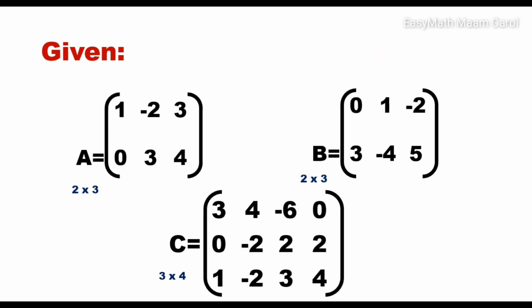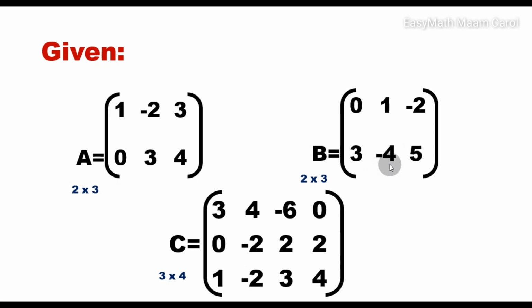So, here is our given. We were given 3 matrices, A, B, and C. Tingnan muna natin yung A, yung component ng A. So, matrix A has 6 elements or entries. Starting from row 1, we have 1, negative 2, 3, 0, 3, 4. Therefore, the dimension of matrix A is 2 by 3, meaning it has 2 rows and 3 columns.